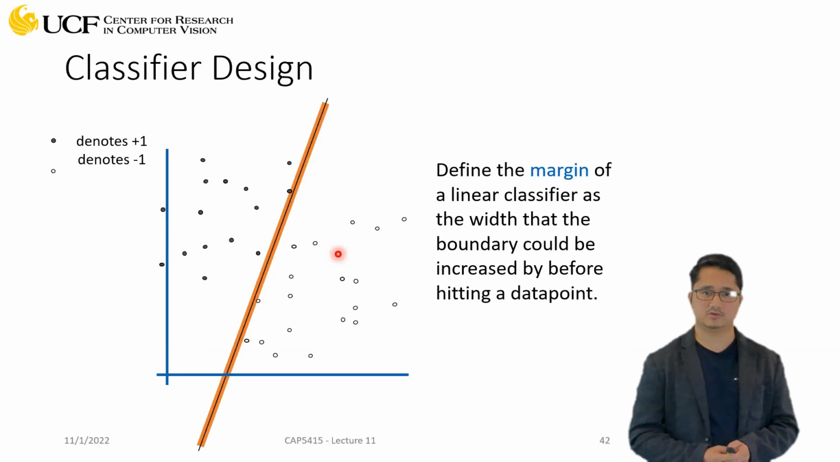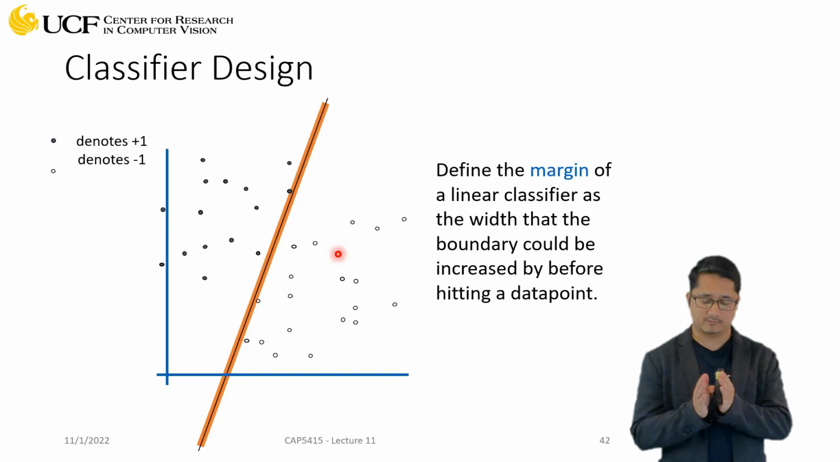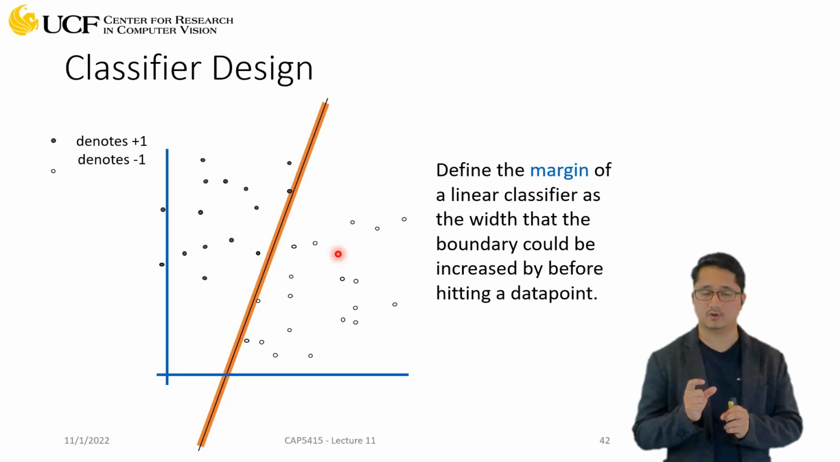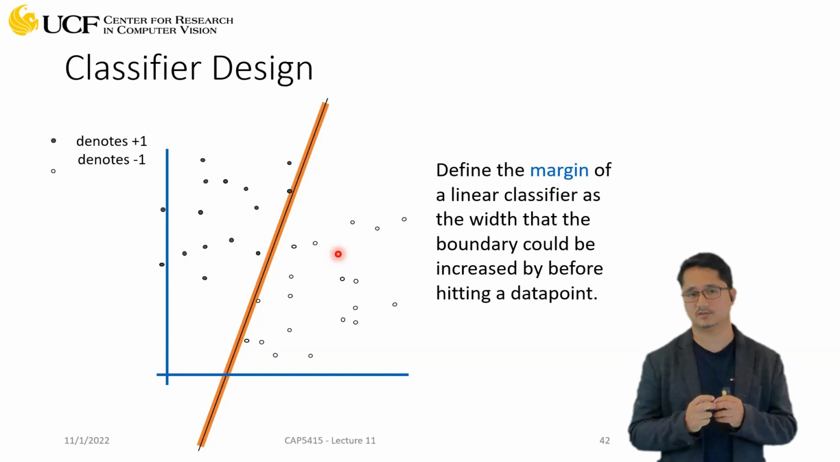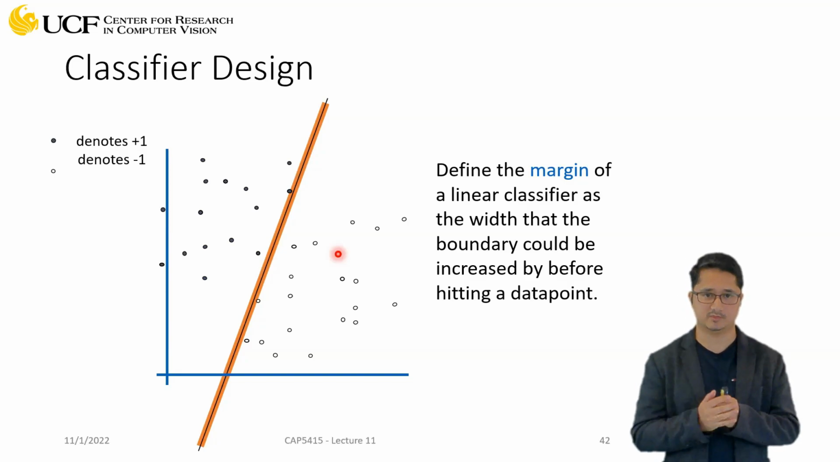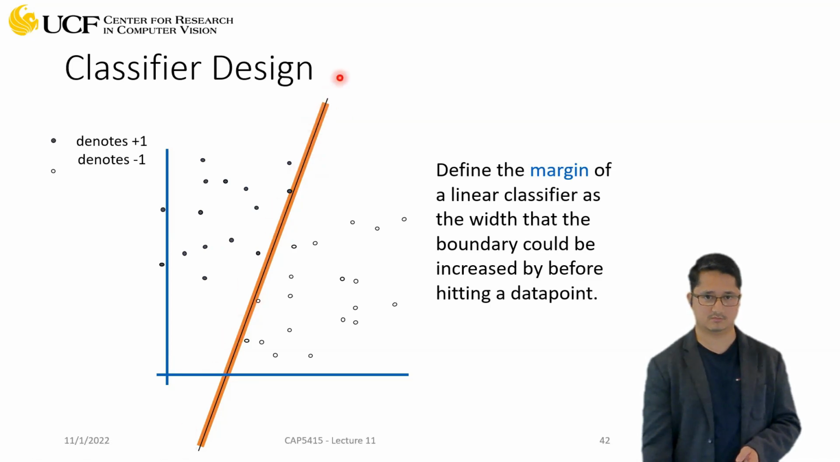So the approach to this is, we will not just learn this line which separates these two different class categories. We will also try to maximize the margin between this boundary and the training samples. Let me try to explain what this margin is. The black line is the decision boundary.